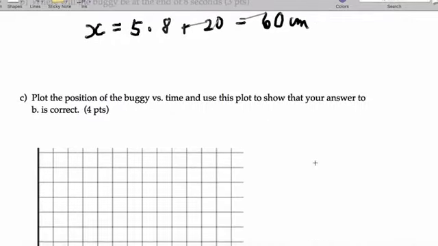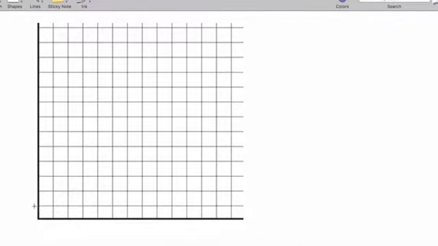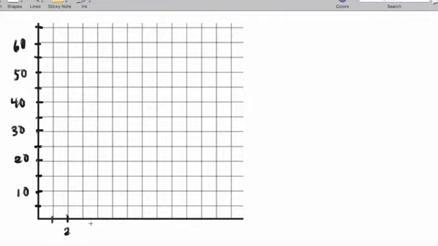Now let's go ahead and plot the position versus time, knowing that the starting position is 20 centimeters. I'm going to count by increments of 5 just to make my life a little bit easier. So here I am at the 10 centimeter mark, the 20 centimeter mark, the 30, 40, 50, and 60 centimeter mark. And we can count here as 2, 4, 6, 8, and 10 seconds.